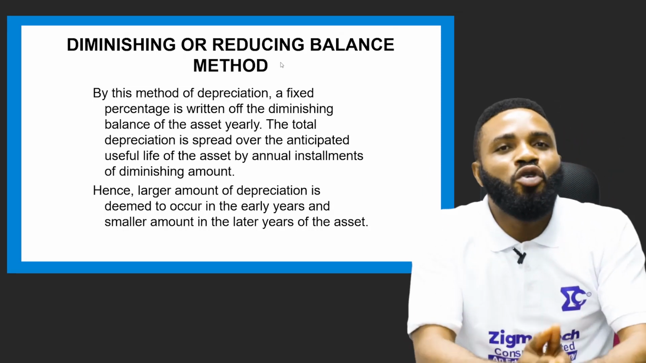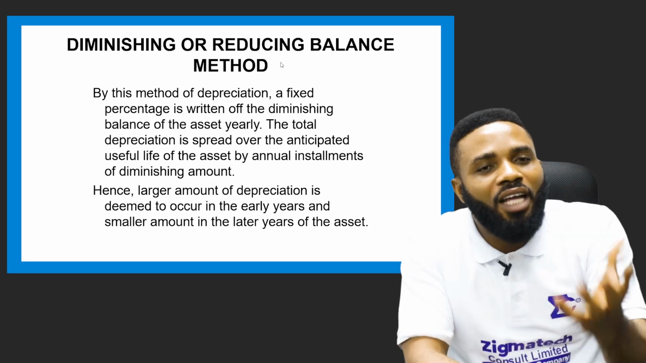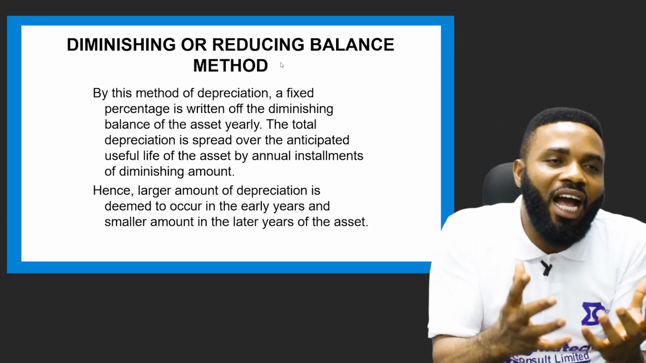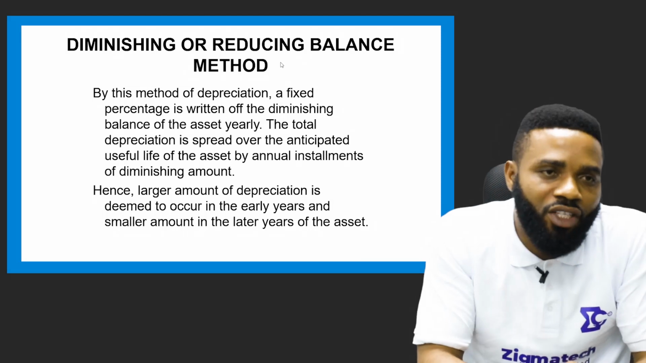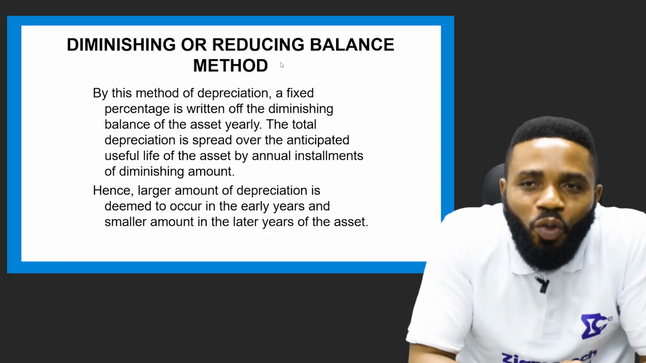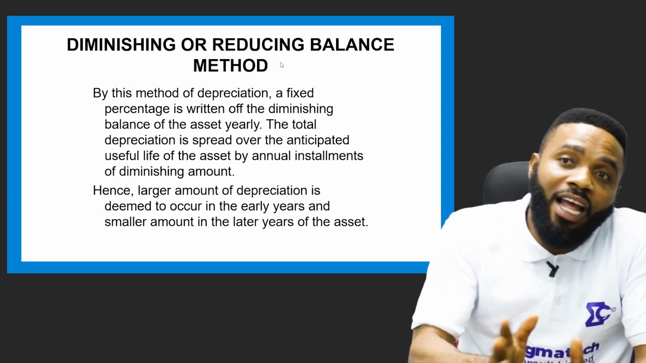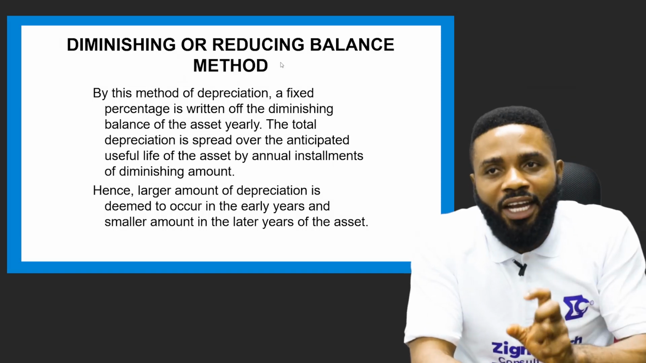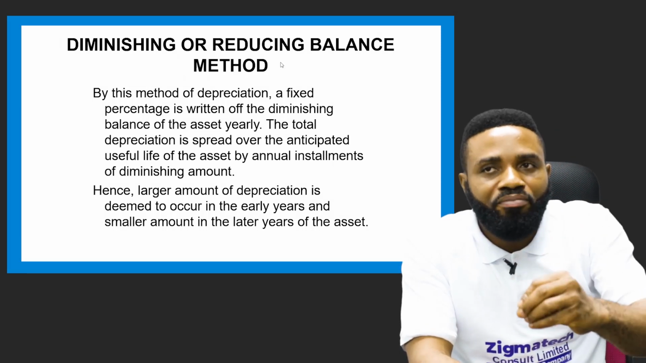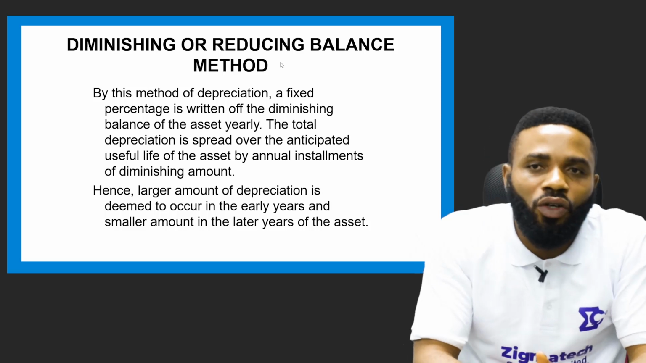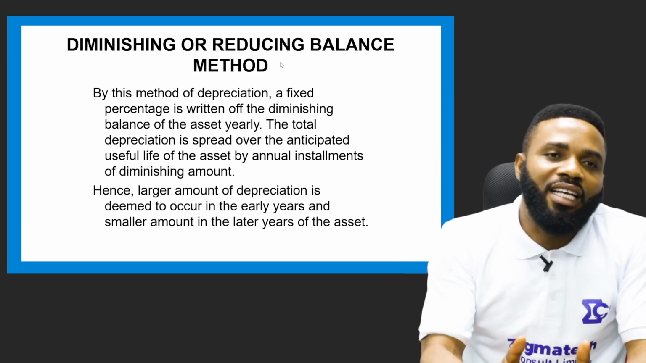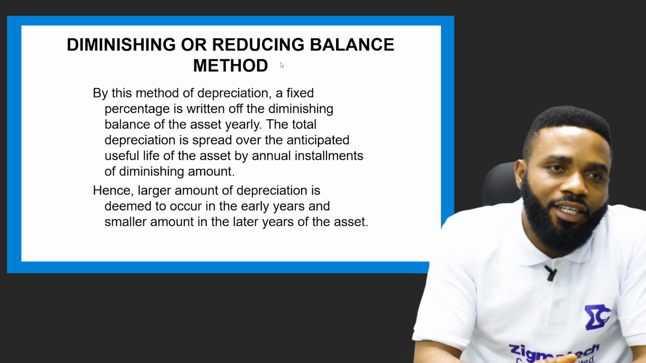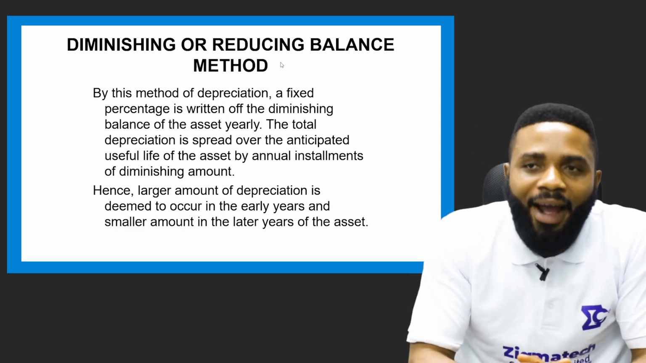Some other student will tell you, no, sir, I feel because the asset is very strong and healthy at the beginning, a larger amount of depreciation should be charged. I leave that for you to pass your judgment. But I want to tell you that you shouldn't forget that whenever you are using the diminishing balance method, a higher amount is charged at the beginning and then a lesser amount is charged towards the ending of the useful life of the asset.